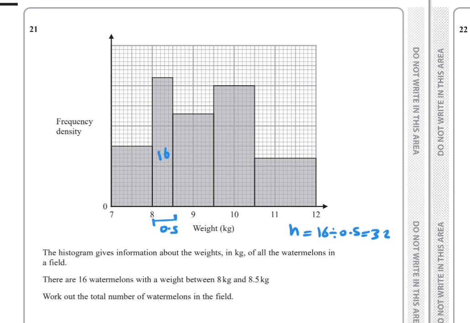Now how many squares do we have? 1, 2, 3, 4, 5, 6, and 2 squares from 5, so 6.4. So to find the interval, divide 32 by 6.4 equals 5. So the interval is 5: 5, 10, 15, 20, 25, 30, 35.